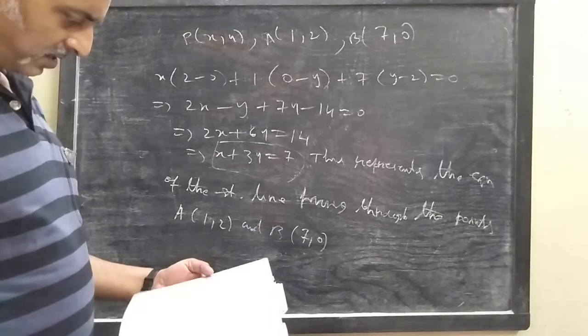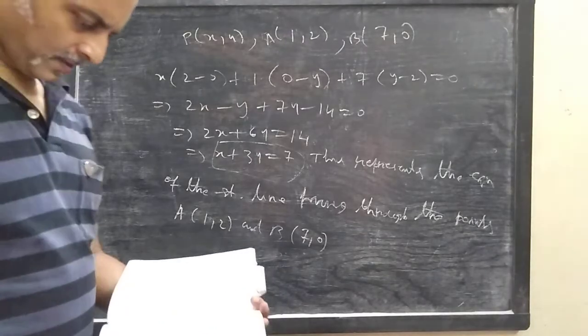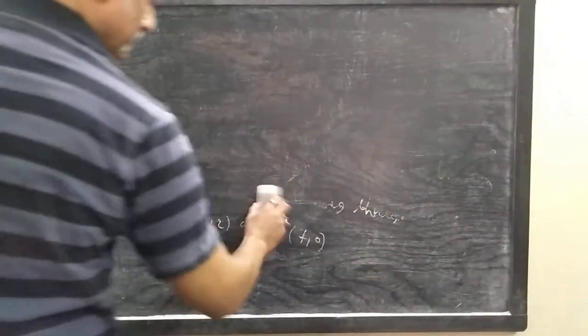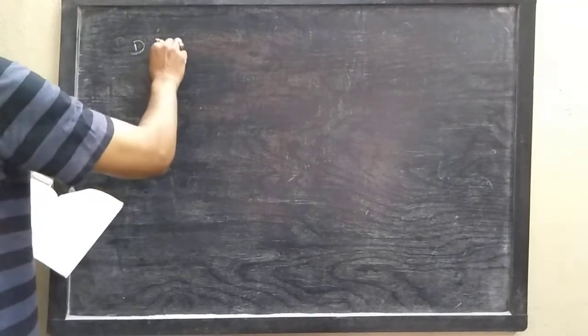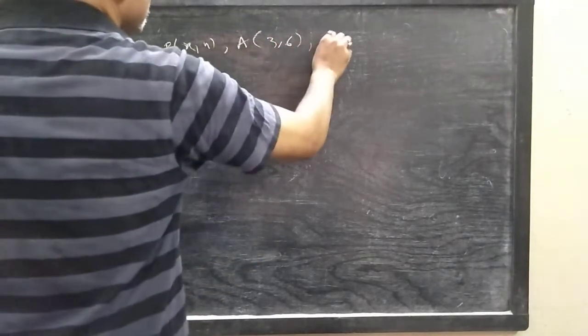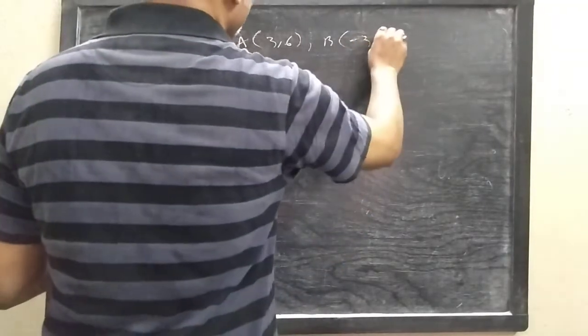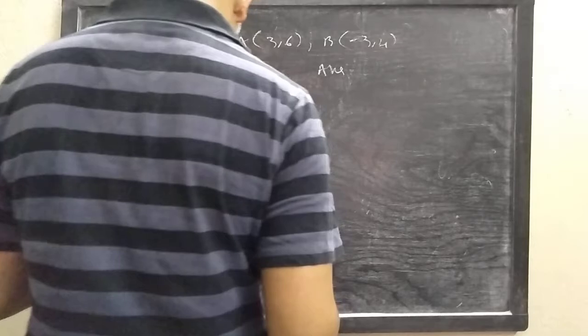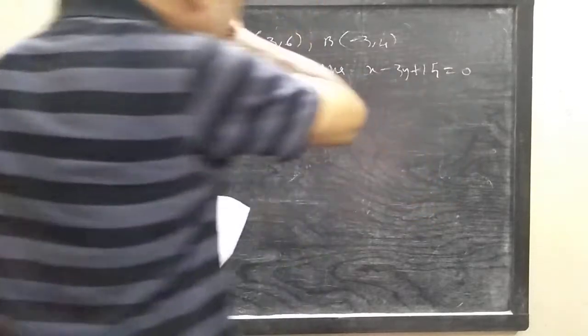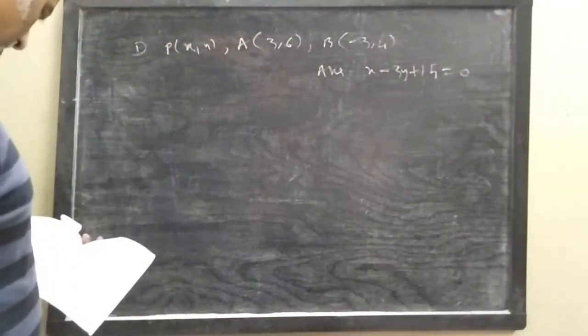Now take some problems as homework, of this type. Number 1, Pxy, A is 3, 6 and B is minus 3, 4, and your answer is x minus 3y plus 15 equals 0. X minus 3y plus 15 equals 0.